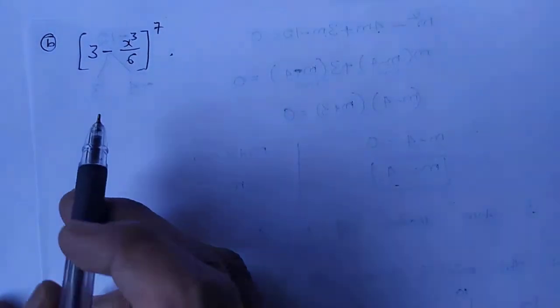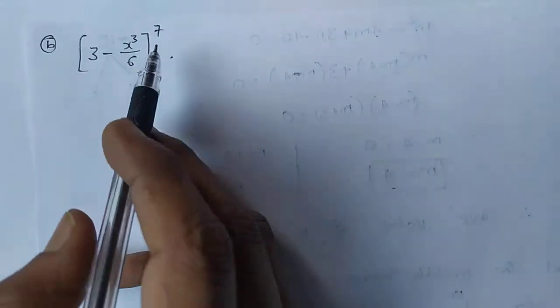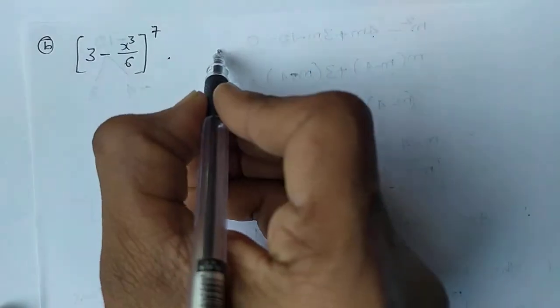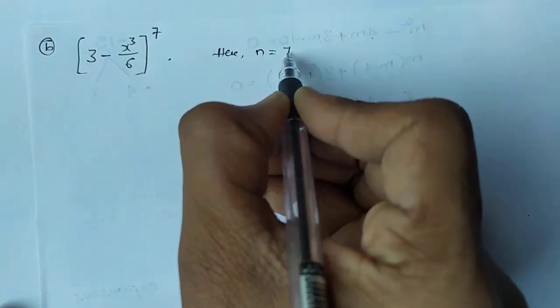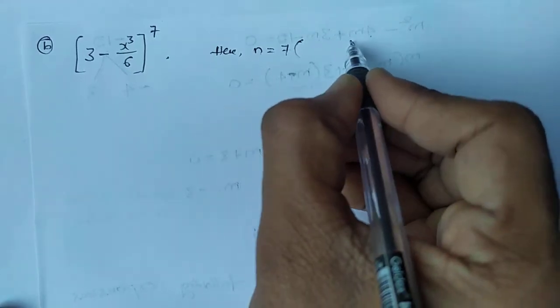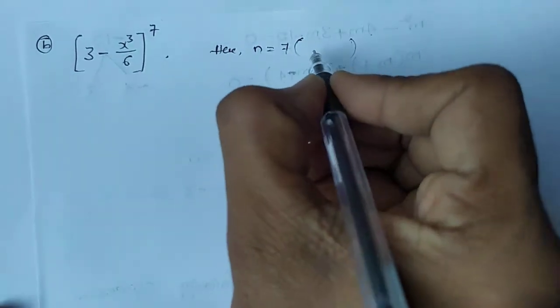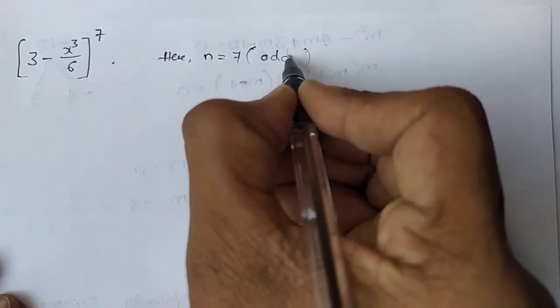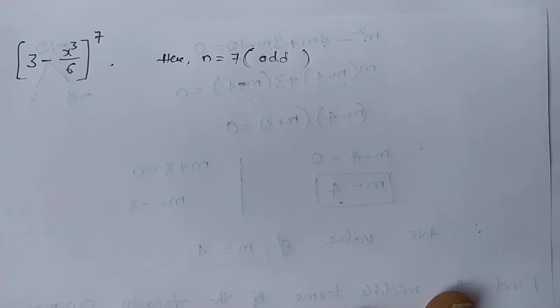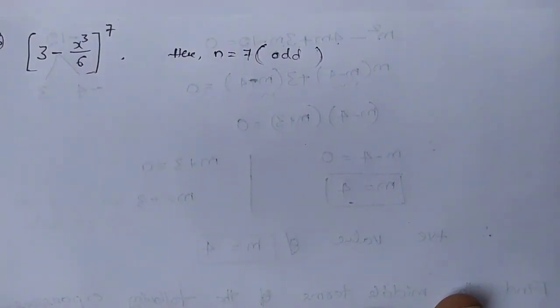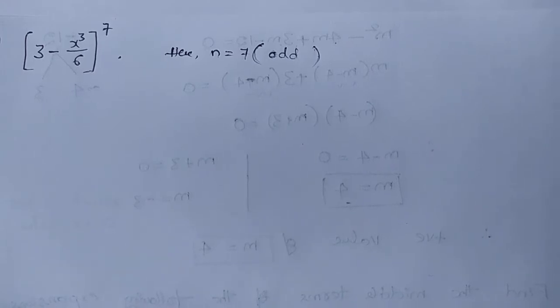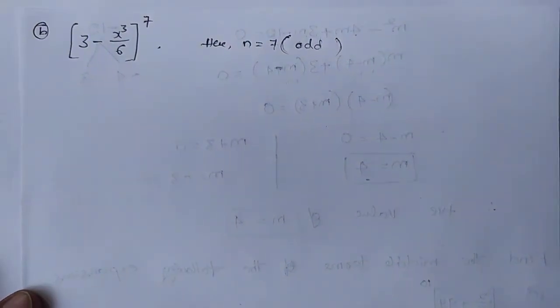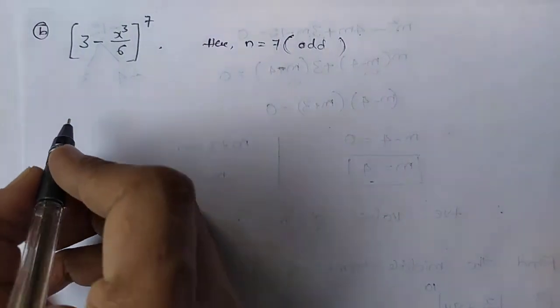Finding the middle term of (3 minus x cube by 6) whole power 7. So we have to find the middle term. Before that, n is what? 7. Here n equals 7. Is 7 even or odd? Odd. 7 is an odd number. If n is odd, then there will be two middle terms, right? Before that, find its general term.